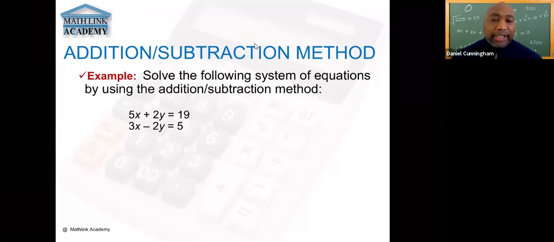So let's look at this example. It says solve the following systems of equations by using the addition method, or we could say elimination method. In this particular example, we have our system: 5x plus 2y equals 19, 3x minus 2y equals 5. And to use this method, we basically add. That's why I like to say add.